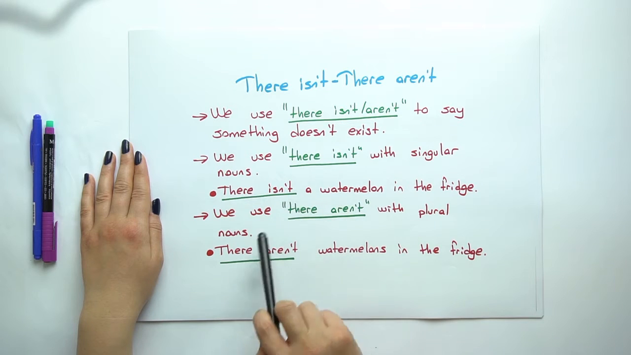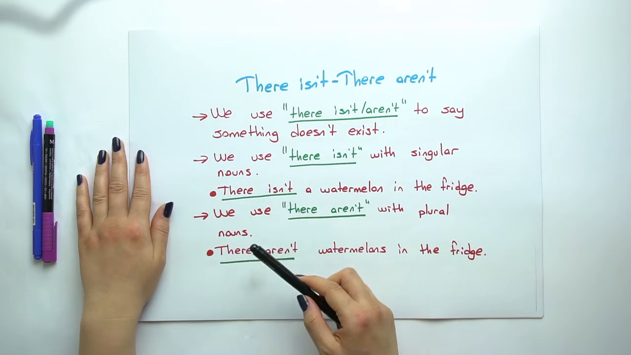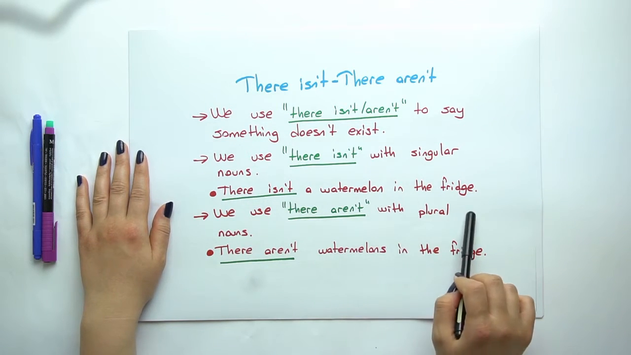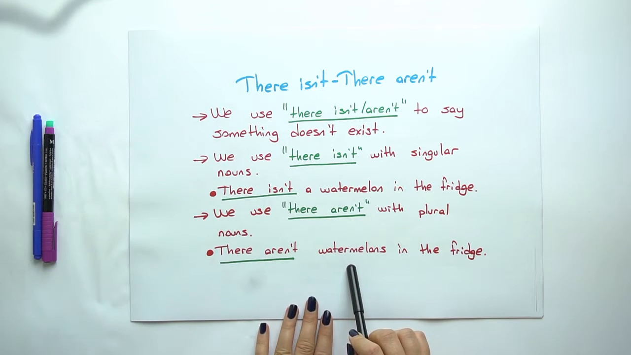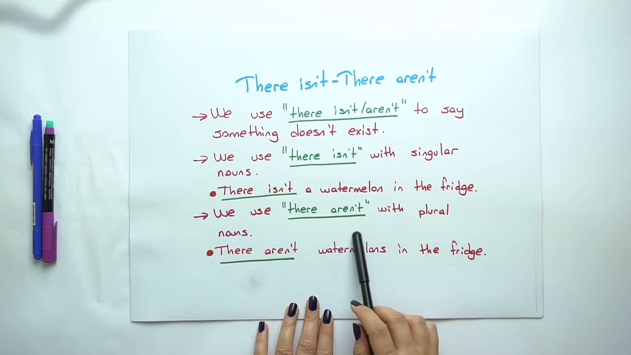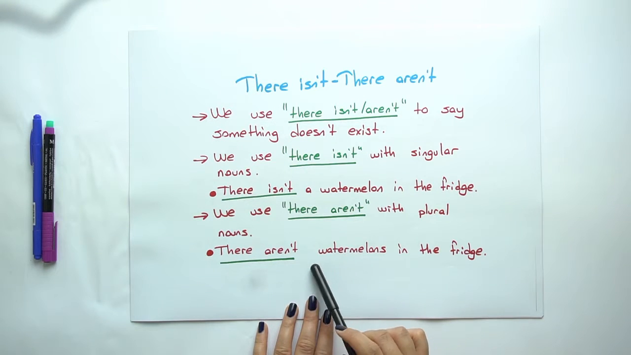What about there aren't? We use there aren't with plural nouns. The rule is the same. Okay? Look at the example. There aren't watermelons in the fridge. This time I use the plural form of watermelon, and that's why I can say there aren't.